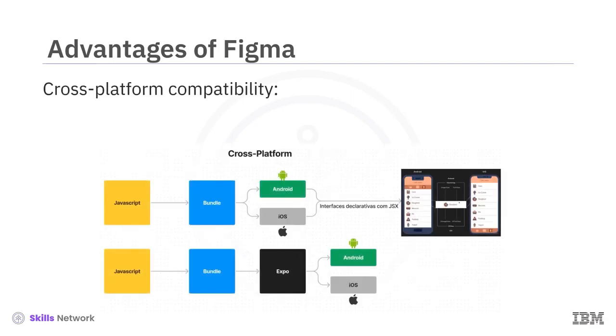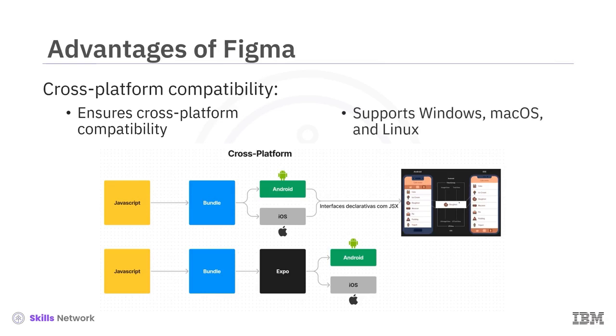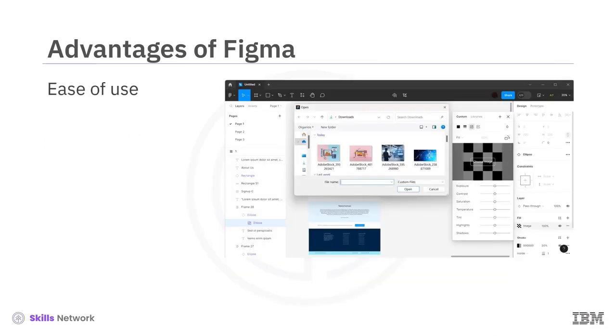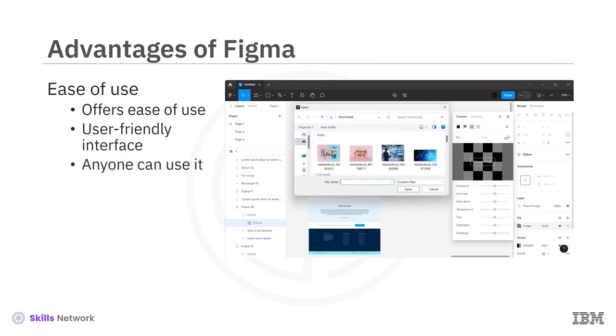Figma provides cross-platform compatibility, allowing designers to access and work on designs using any internet-connected device. It seamlessly supports Windows, Mac OS, and Linux, ensuring flexibility across different operating systems. Another advantage of Figma is its ease of use. With a user-friendly interface and intuitive design tools, beginners and experienced designers can quickly grasp and utilize its features.